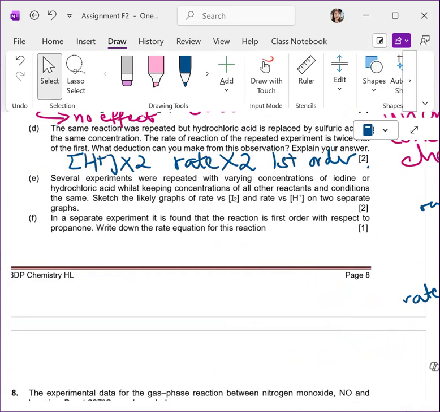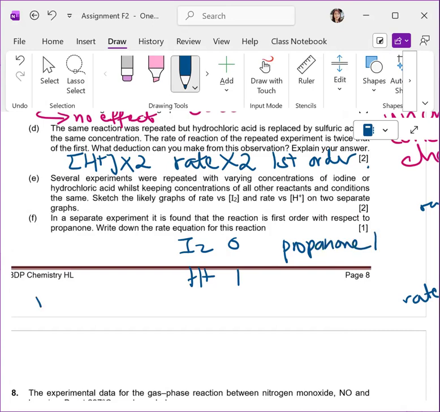Okay, next part. In a separate experiment, it's found that the reaction is first order with respect to propanone. So now write down the rate equation for the whole reaction. Our deduction was iodine was zero order, H+ first order, and now they're telling you propanone is first order. So the rate equation will be rate equals k[H+]^1 propanone.